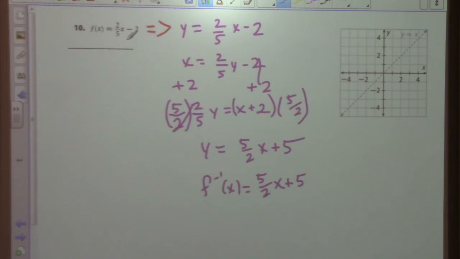And graphing the two functions, if we graph this first one, where do we start on this one? -2. And we have our rise over run of 2 over 5. So it looks something like this. So like this.